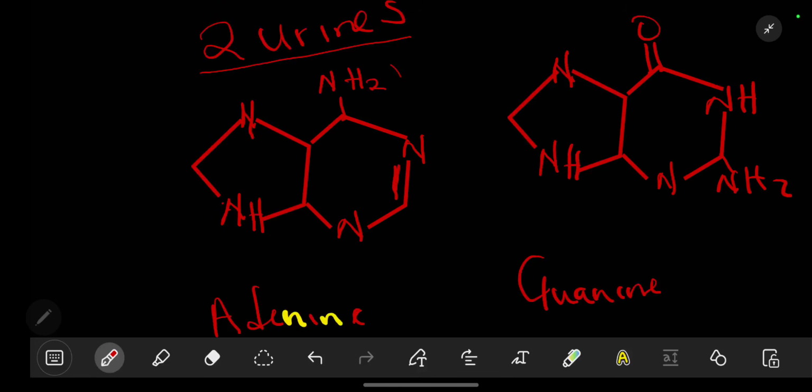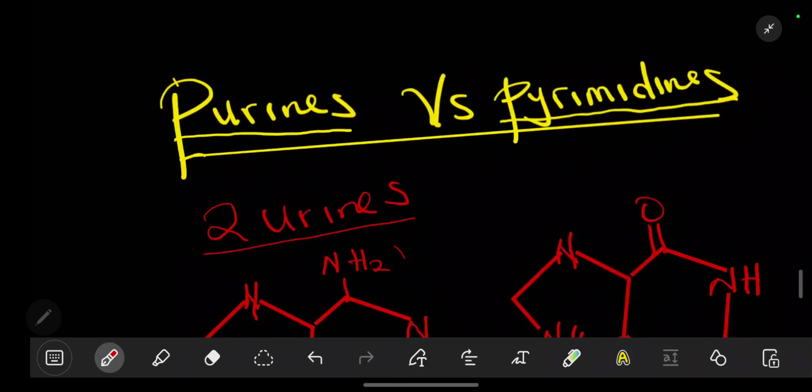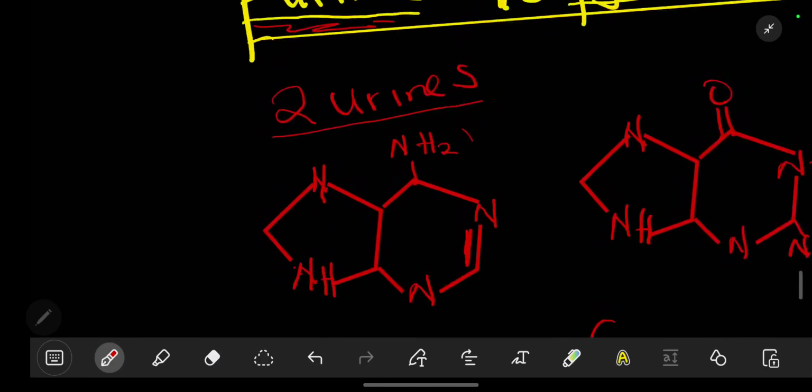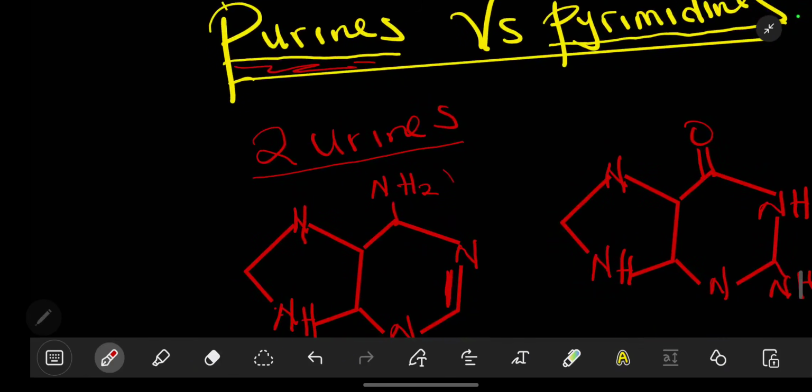So unless your course requires you to know how to draw these, you should memorize them. If not, you just require to know the purines. They are double ring structures like that. So that's basically how purines look. So let's not forget these lines like that. So this is how the structure looks like. Yeah, so this is what we basically have.